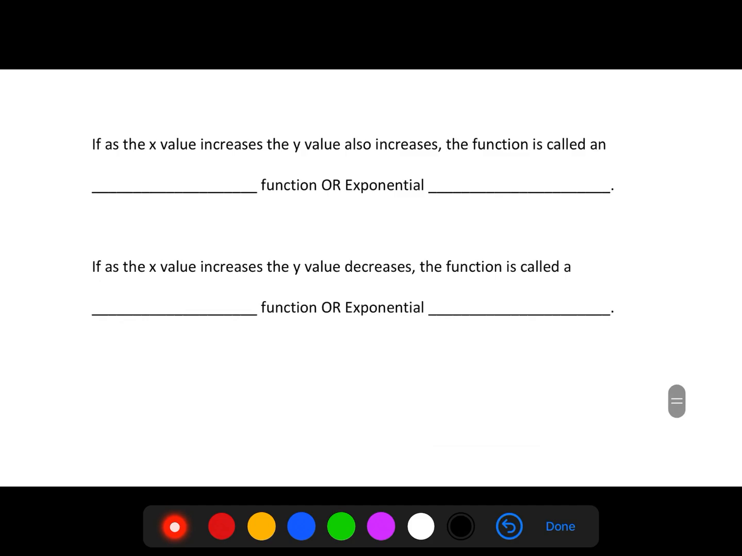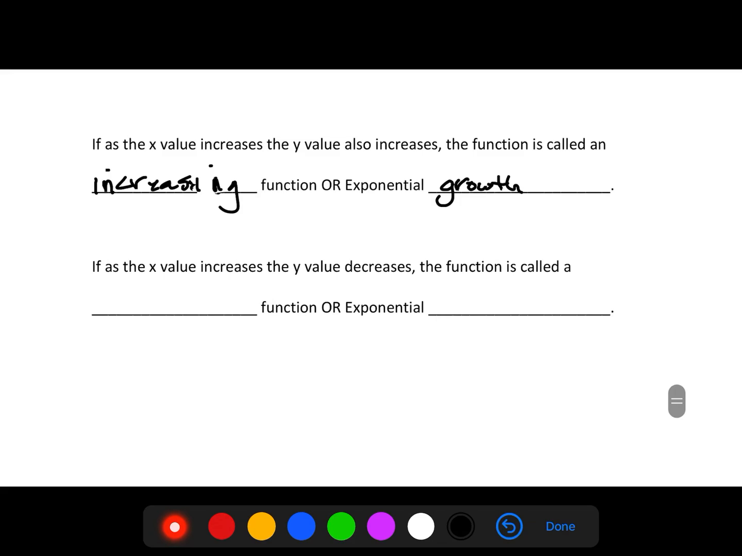If as the x value increases, so as x gets bigger, the y value also increases, this function is called an increasing function. So both variables are increasing at the same time. So an increasing function. Or we also call this, in this type of function, exponential growth.